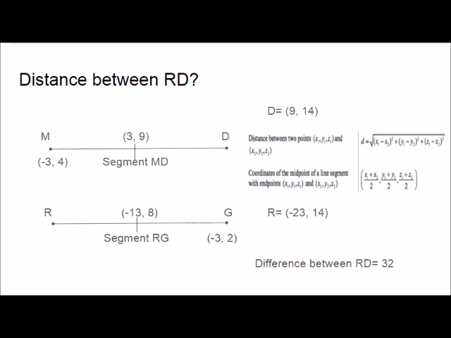So you would have D equals the square root of 32 squared plus 0 squared. When you calculate that, you get 1024. And then the final step is you simplify that by taking the square root of 1024, which is just 32. So for this problem, the final answer would be the difference between RD equals 32.